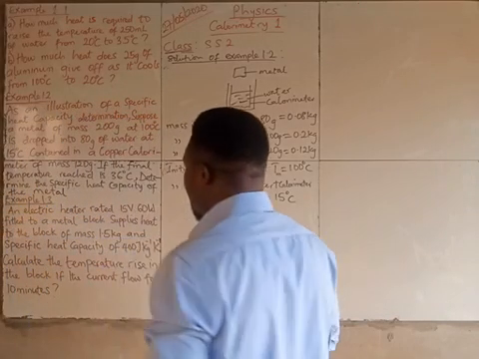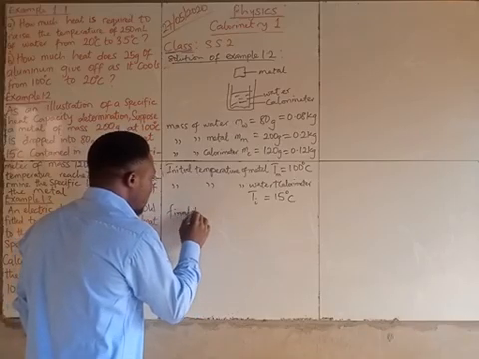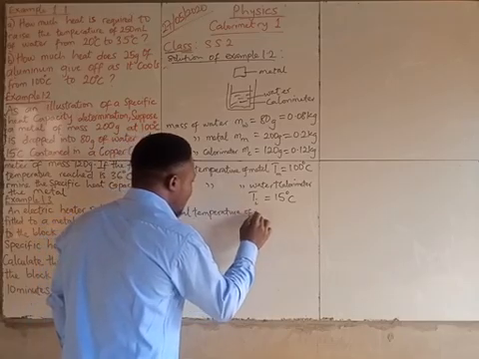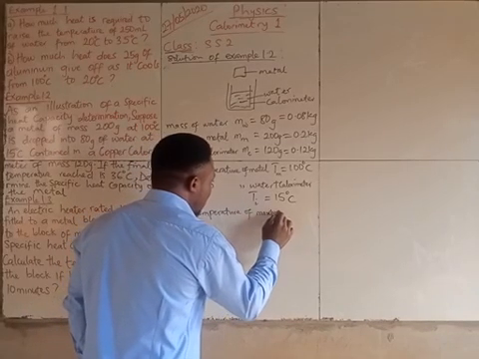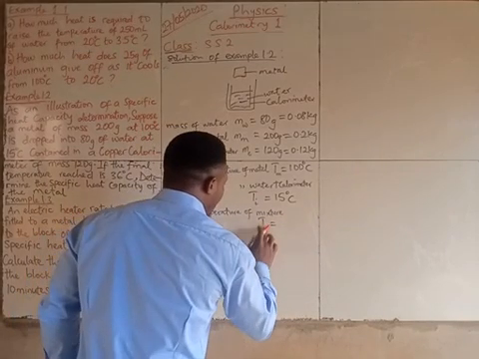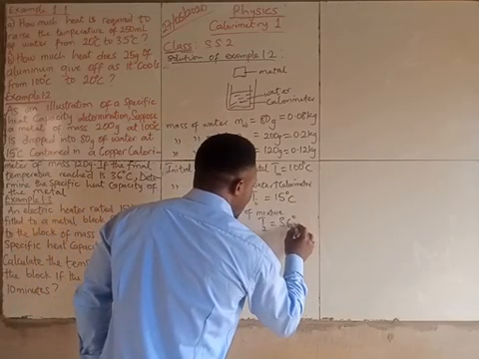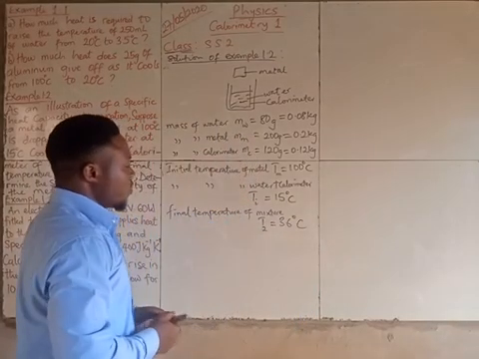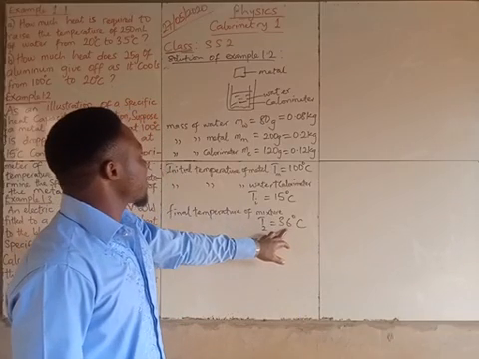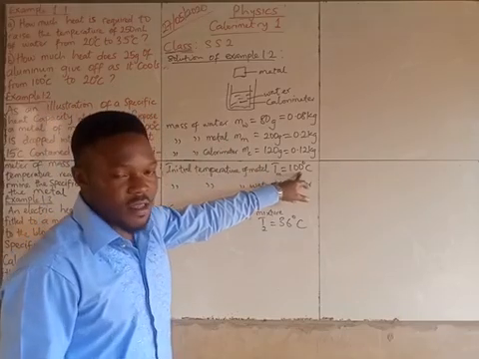They said the final temperature of the mixture, T final, or let's call it T2, is 36 degrees Celsius. T2, the final temperature of the mixture, is less than the initial temperature of the metal, that is 100.